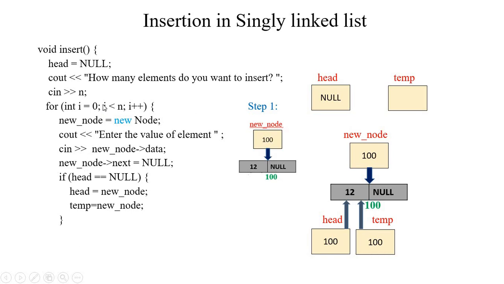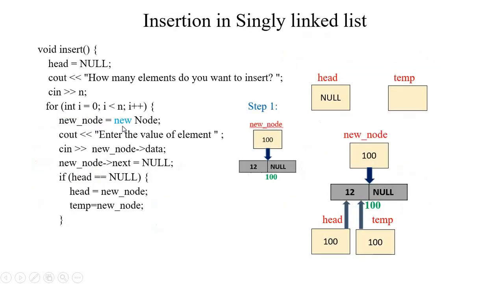I have given the value to be 3. So 0 is less than 3. So this process is done. Now it will increment the value. We'll check for 1 is less than 3. Yes, 1 is less than 3. Again I'll enter into the loop. What is the next step?